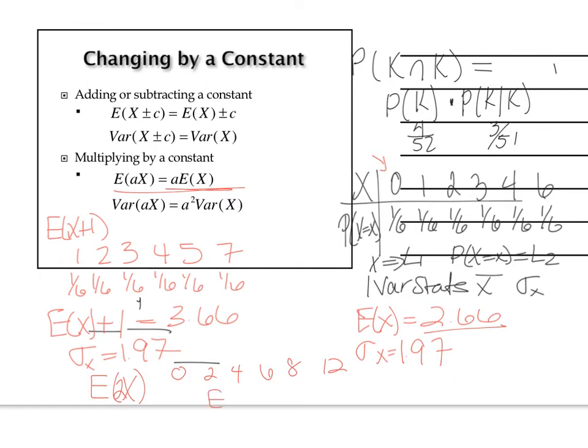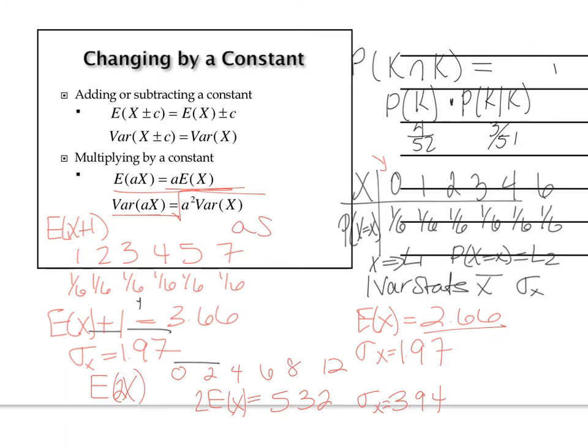So my new expected value should be 5.32. And it also multiplies my variance by 2, which in turn multiplies the standard deviation by 2. So 1.97 times 2 should be 3.94. And we'll check that. Because if I then take the square root of that, it's the same as a times standard deviation.